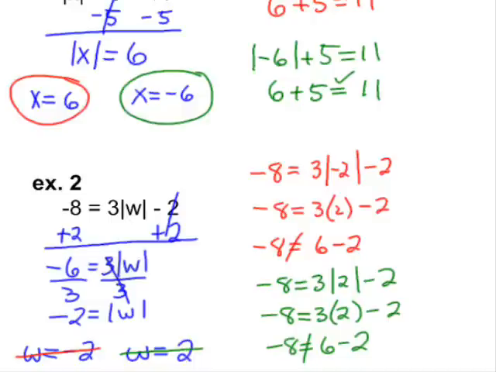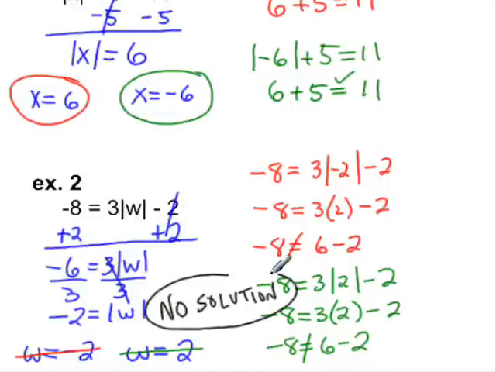So in this case, what we have here is something that we call no solution. Rather than having a number for our answer, the answer for this equation is going to be no solution. Nothing that we solved will work. So we're going to write that down and move on.